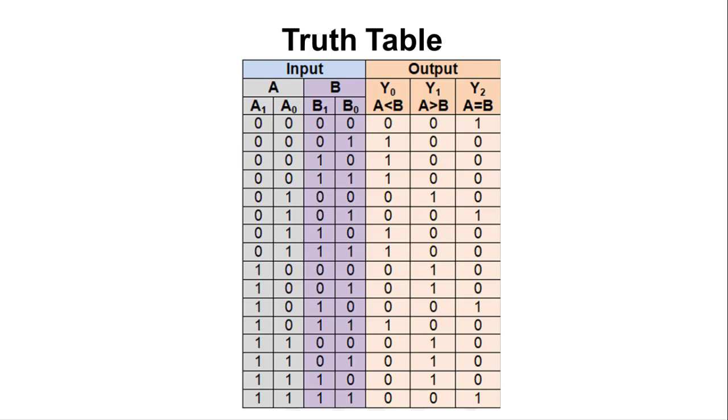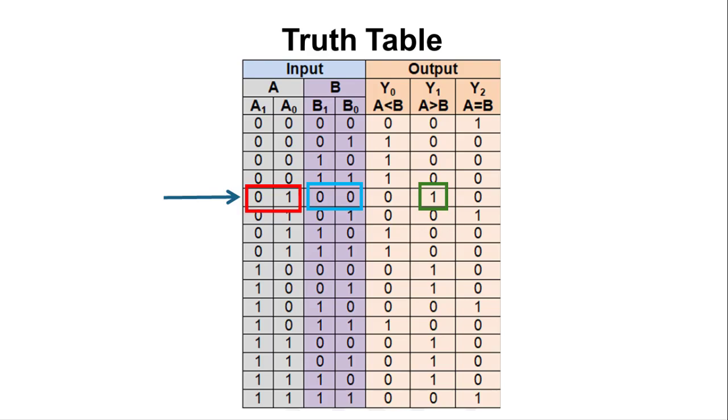Now let's see the third case where A is greater than B. In this case we have A as 0 1 and B as 0 0. So 01 is 1 and 00 is 0, which means A is greater than B. So in this case, Y1 will be high because A is greater than B.